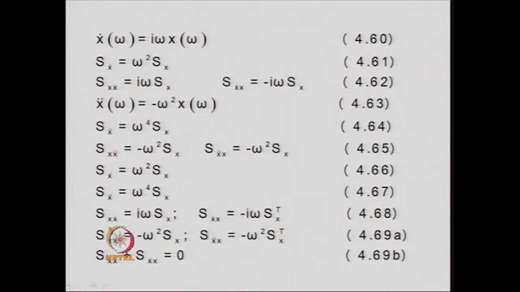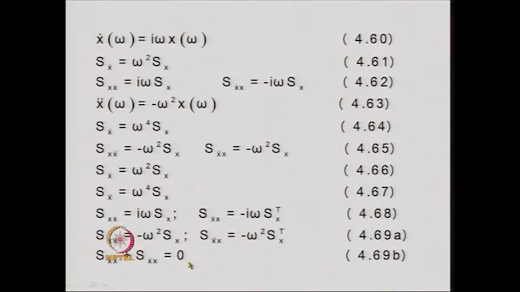Now, if we look into these two equations, one can prove easily that S x x dot and S x dot x, that is the cross power spectral density function between the displacement and velocity, and the cross power spectral density function between the velocity and displacement, if we add them together, they would become equal to 0.